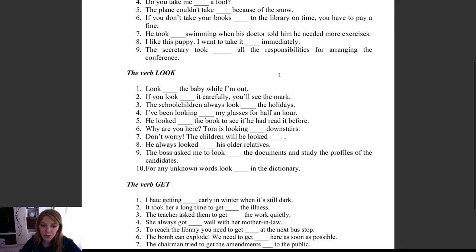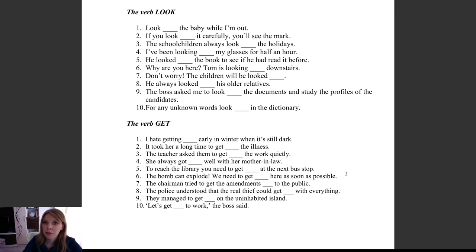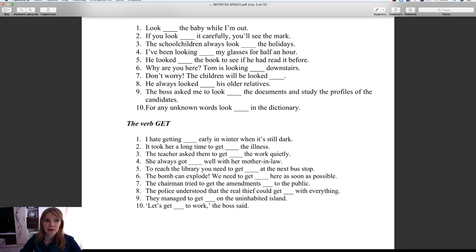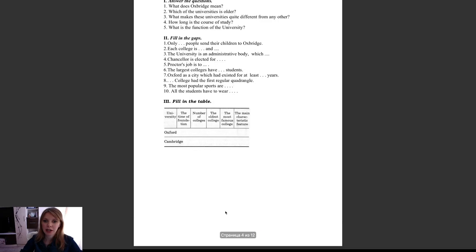The verb get. So please complete the gaps with the necessary preposition according to the meaning of these sentences. And do not forget to press the pause button. And then listen to me, listen to the correct answers. So press the pause. And I go on, I show you the answers. Here they are.